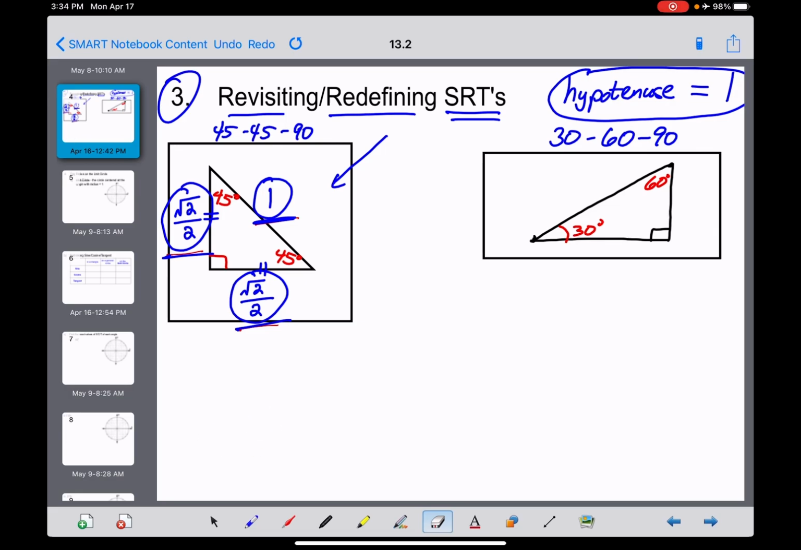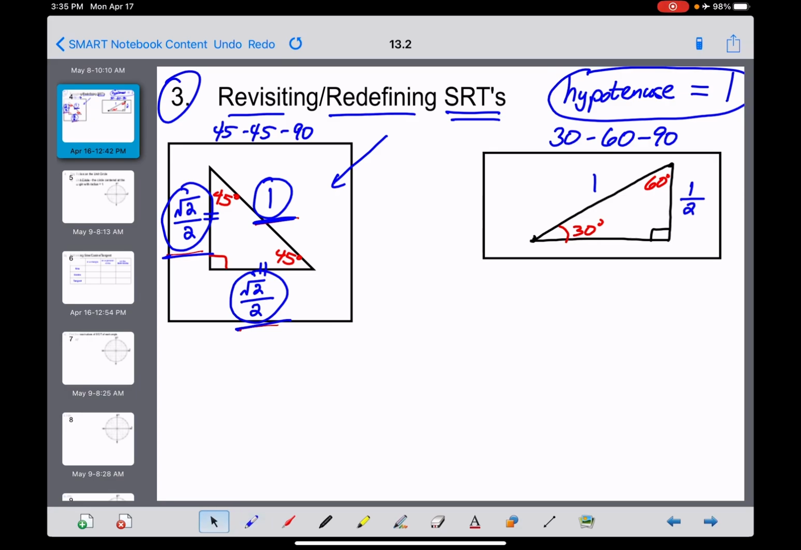Same concept over here on the 30, 60, 90, guys. If the hypotenuse is 1, let's think about where we go from there. To go from the short leg to the hypotenuse, we always multiplied by 2. So to go backwards, we would divide by 2. And what's 1 divided by 2? 1 divided by 2, otherwise known as 1/2.